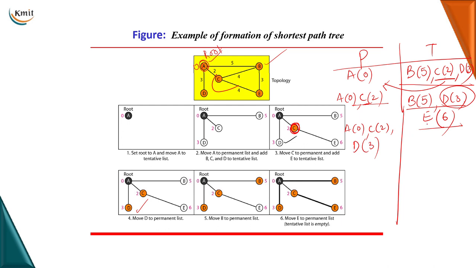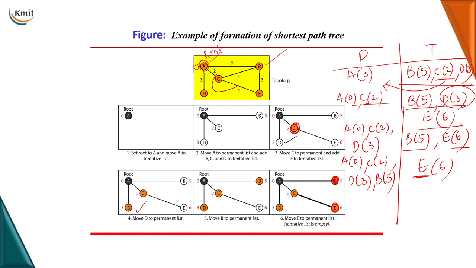So the nodes left in the tentative list are B and E. Now which is the shortest one among these? B. So now I will move B into the permanent list with cost 5. Now B has become my permanent node. You can see B is the permanent node now. What are the neighbors of B? They are A and C, which are already visited, in either the permanent list or tentative list. What is left? E is left, with cost 6. So now the next node will be E. E will be my permanent node.